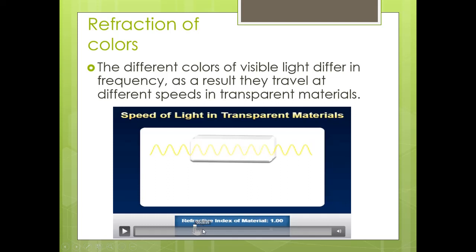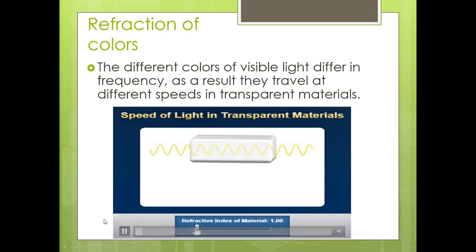A little slider down here, we're going to change the refractive index of the material. Right, so right now it's set for a vacuum or air at 1, and you can see the waves themselves and kind of pay attention to the length of those waves. Right, so the wavelength is related to the frequency. It's inversely related to the frequency, and as it gets longer you have a lower frequency, as it gets shorter you have a higher frequency.